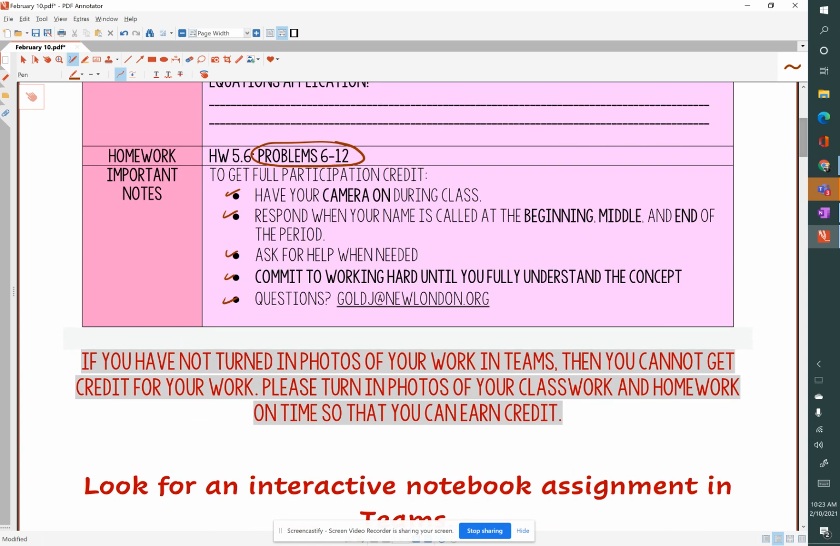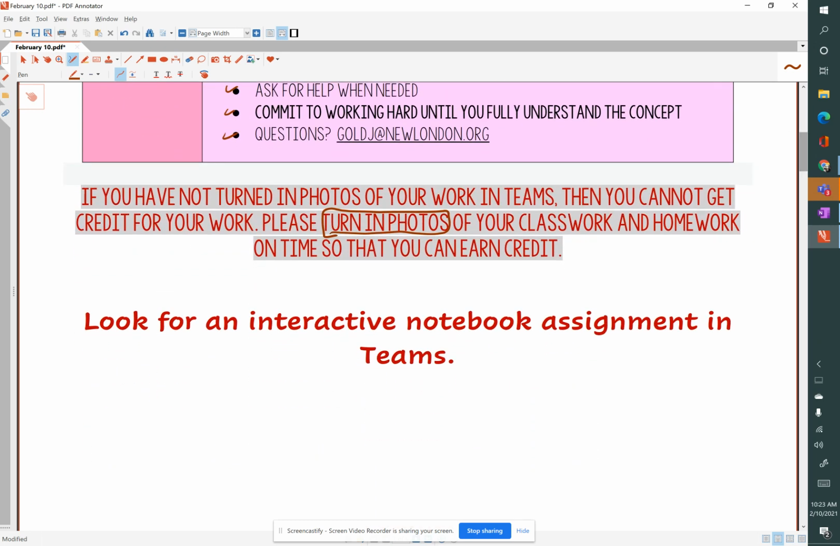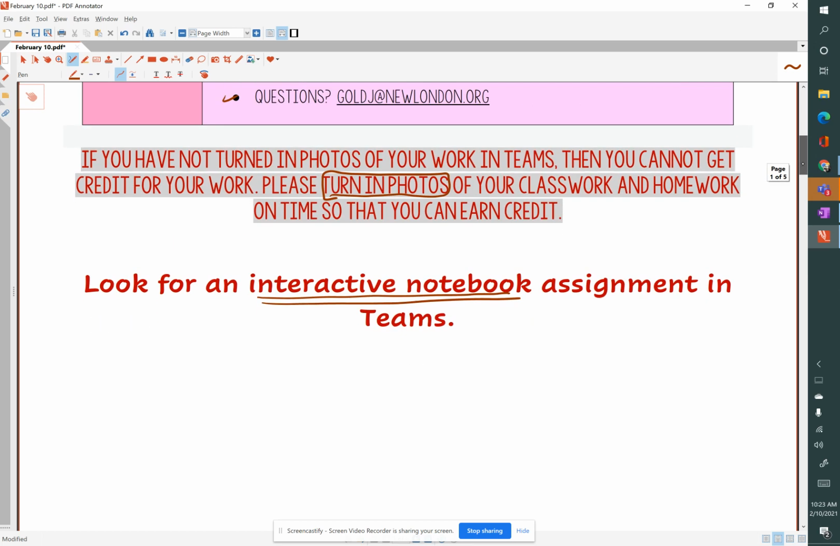So if you have not turned in photos of your work, then you can't get credit. So please turn in those photos so I can see what you've been doing and you can get credit. It's like not getting paid for a job well done. Also, we have an interactive notebook assignment in Teams that's due Friday morning. It's only 4 pages, small assignment, lots of points on the report card.